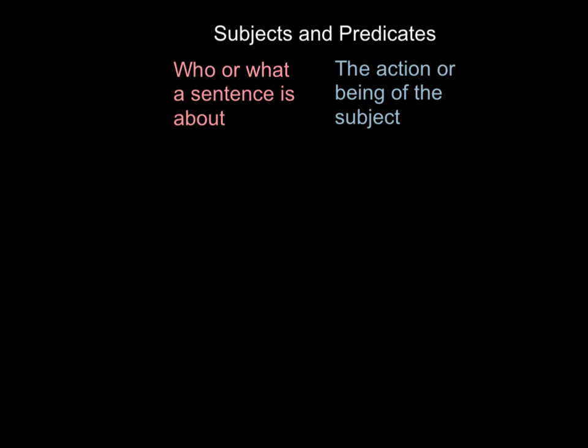It's super important that you understand the job of the subject and the predicate in a sentence. The subject is the who or what the sentence is about. Please make sure you write that in your journal. The subject is the who or what the sentence is about. The predicate is the action or the being of the subject. Predicate is the verb or the action in the sentence plus the other words that go with it. And I'll show you what I mean next.